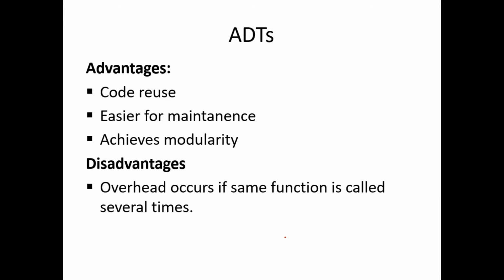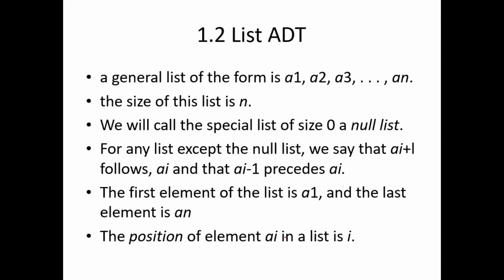Then let's see the disadvantages of abstract data types. The main disadvantage is that if the same function or operation is called again and again, then overhead is going to occur. That is the main disadvantage in abstract data types. Next we are going to see our list abstract data type.